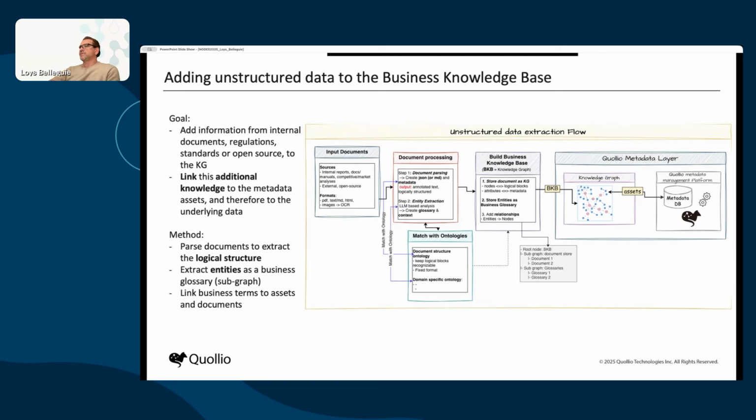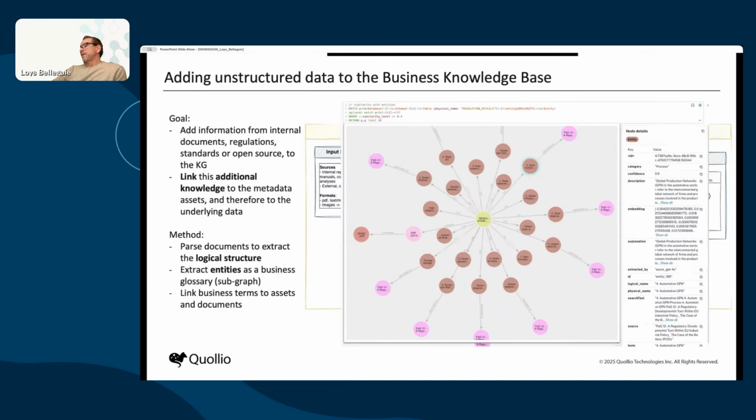But for that, we don't blindly cut the PDF into chunks. We first parse the PDF as a logical document, and then we extract entities. We create glossaries out of that. We may also match with domain-specific ontologies. Then all this information is very structured, and we create a lot of relationships between these entities and the metadata, and we put that in the knowledge graph. This is what we call the knowledge base, and that will be used as a GraphRAG afterwards.